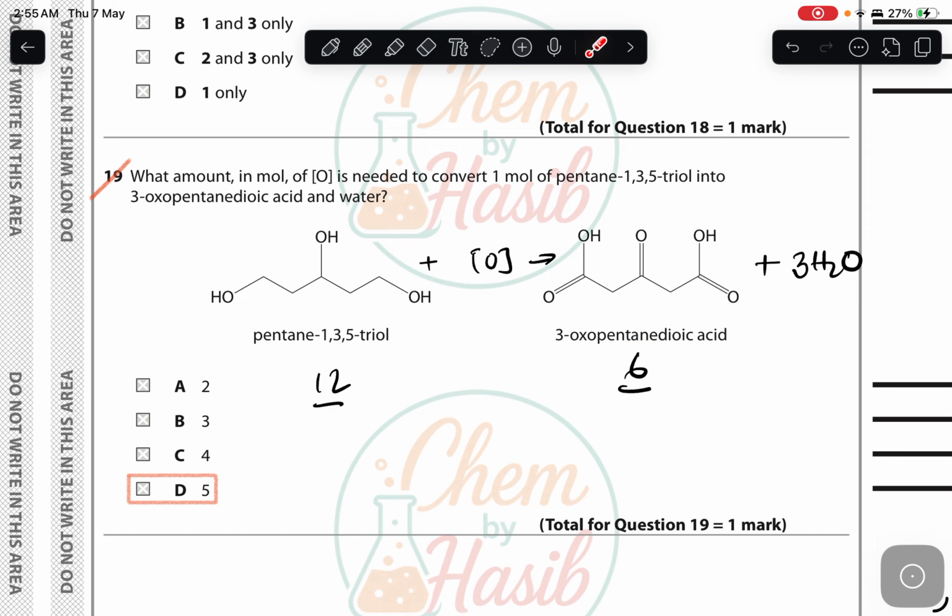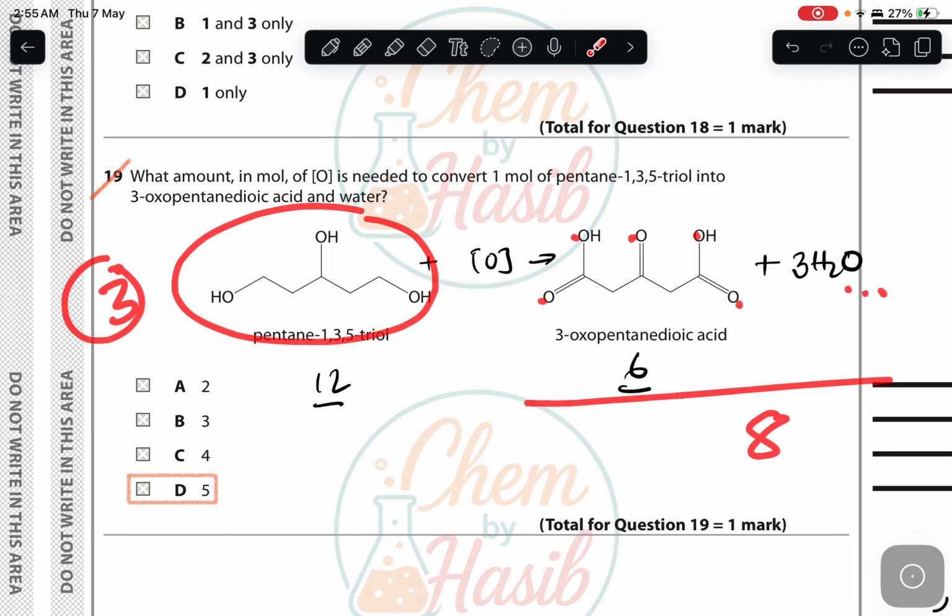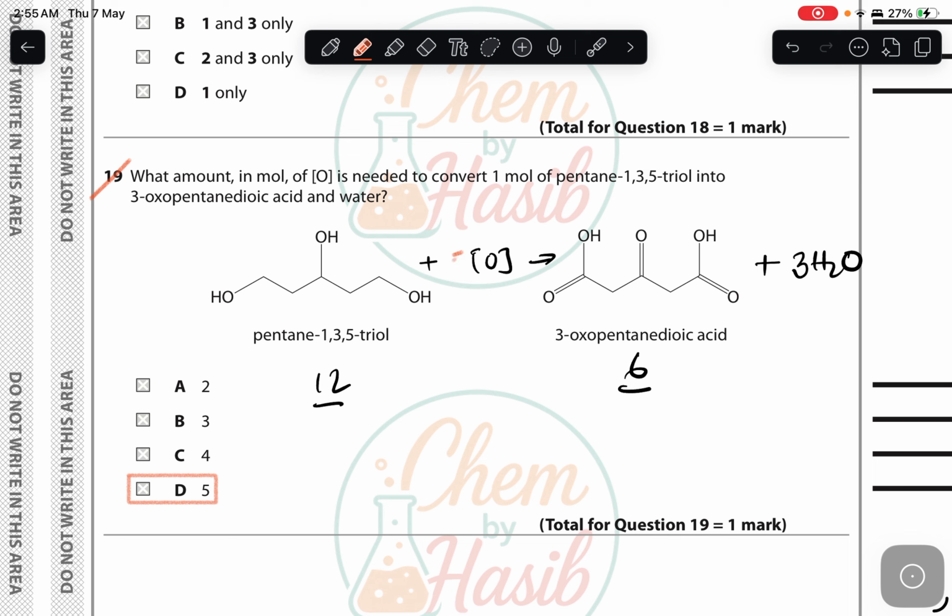So let us now count the number of oxygen. We have 1, 2, 3, 4, 5, 6, 7, 8. 8 oxygen on the right. And we have only 3 oxygen on the left. So the number of oxygen required will be 5. So the answer must be 5.